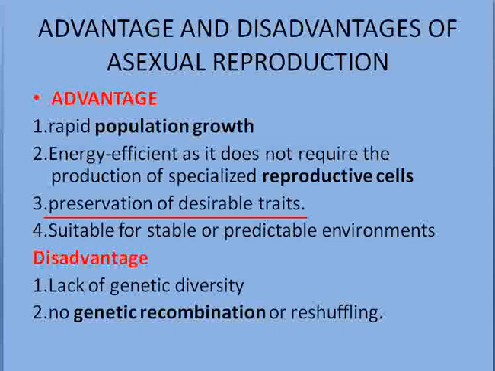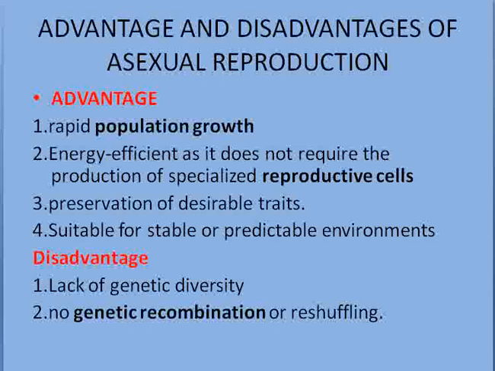Whatever the character, 100% of the parental character will be present in the young one. Then the next one, we cover the fourth point, suitable for stable or predictable environment. Because the asexual reproduction will be taking place only during the favorable and good season, where the food and the water are available plenty. And moreover, it is suitable for the particular environment also.